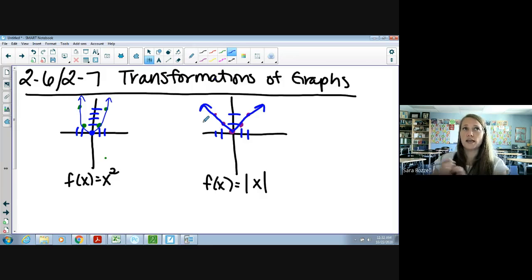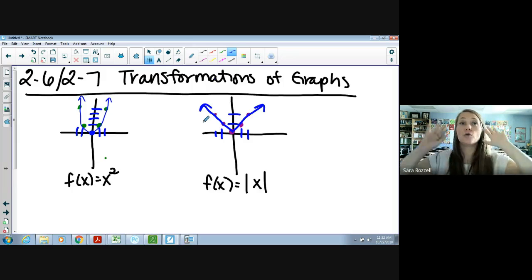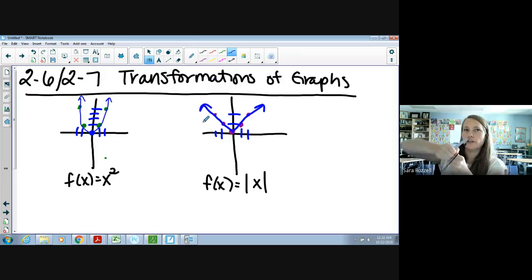So what we're going to do is we're going to take these two shapes, this U and this V, and we're going to shift them around. So we're going to move them left, we're going to move them right, we're going to move them up, we're going to move them down, we're going to flip them over, we're going to stretch them vertically, compress them vertically, so change their slopes a little bit for those, and that's what this section is all about. So we just need to know where the numbers go to move things in which way. All right.